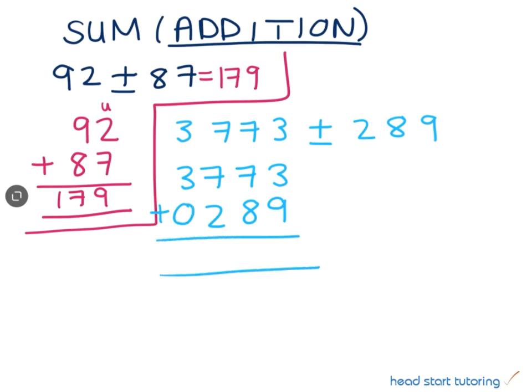So we've got 3 plus 9 is equal to 12. So we put a 2 there, and we carry our 1 over. 7 plus 8 is equal to 15, and we plus our 1, which is equal to 16. Put our 6 there and carry our 1 over. 7 plus 2 is equal to 9, and we plus our 1, which is 10. 3 plus 1 and plus the 0 is just 4. So we see our answer is 4,062.